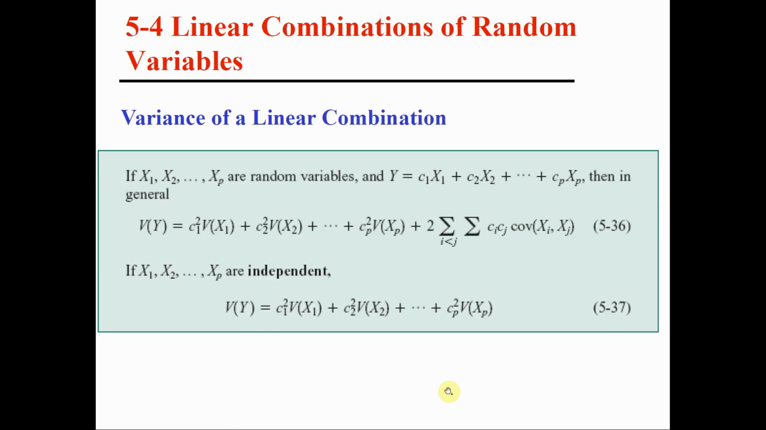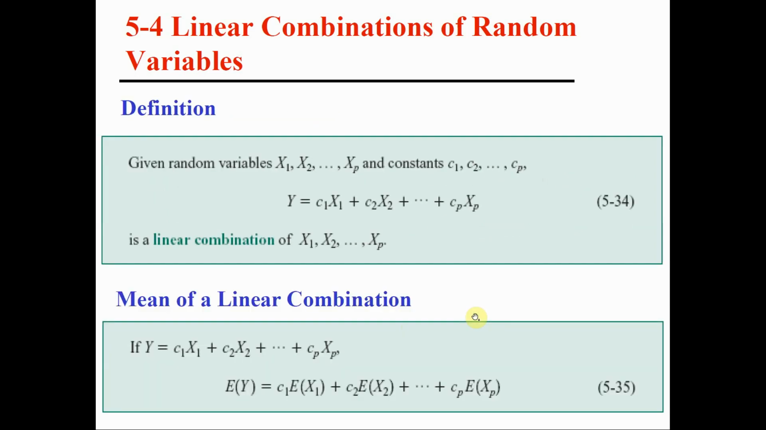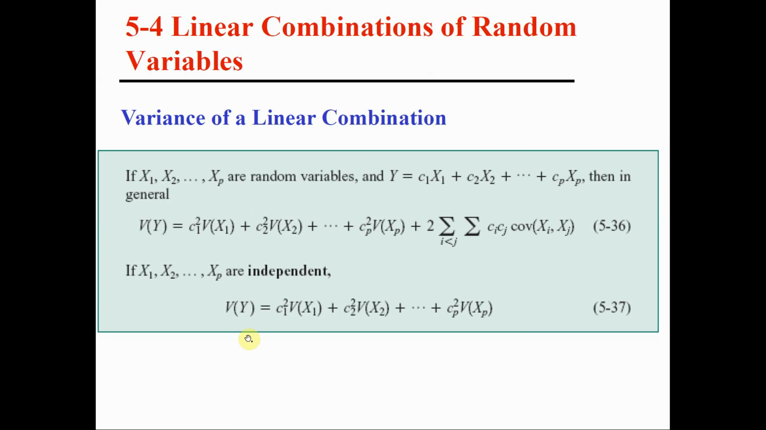Now what about the variance? Let me start with the second line. If our variables x1, x2 until xp are independent, the variance of y is c1 squared times the variance of x1 plus c2 squared times the variance of x2 plus c3 squared times the variance of x3 plus and so on until cp squared times the variance of xp. So this is the result that we talked about here. That's how we can calculate the variance of y.